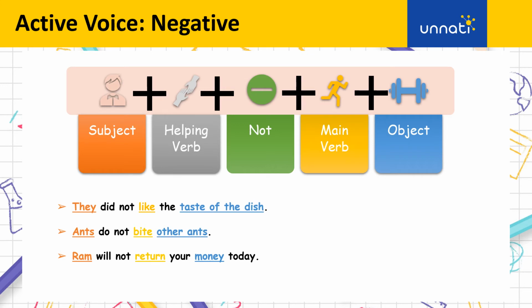Ram will not return your money today. So Ram is the subject, the doer in the sentence. Will is the helping verb. Then we have not. Return is the main verb. What? Ram will not return your money. So money is the object here. So this is the way to construct a negative sentence in active voice.